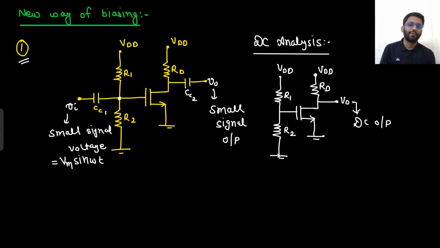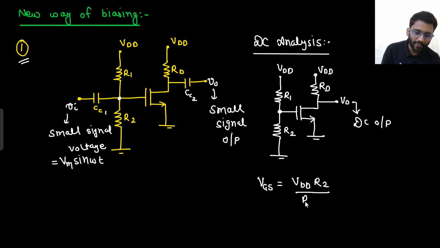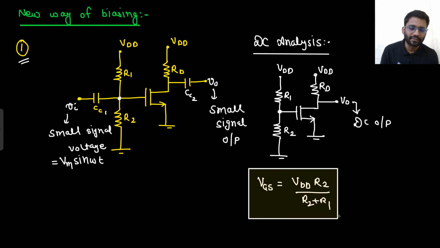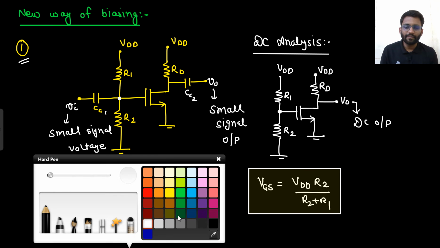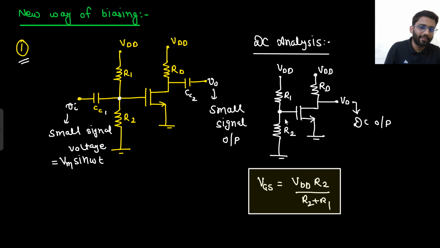What will be my VGS value? VGS would be VDD into R2 upon R2 plus R1. Simply the potential divider, because the current here is 0 ampere. The current is 0, so you can simply apply the potential divider: R2 upon R2 plus R1 into VDD.